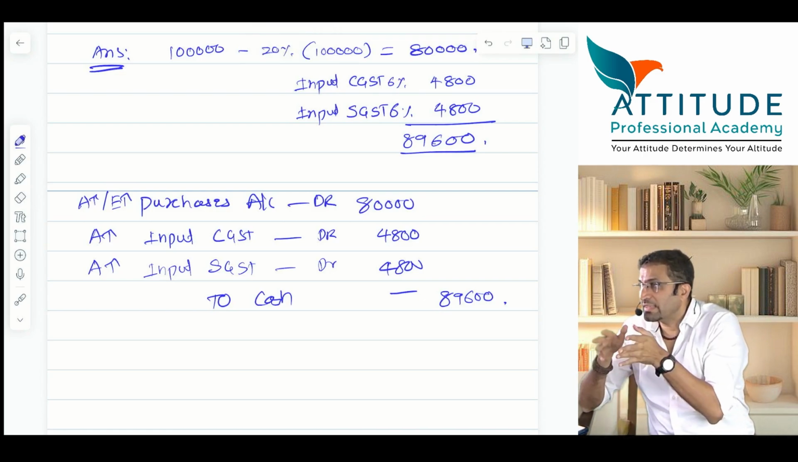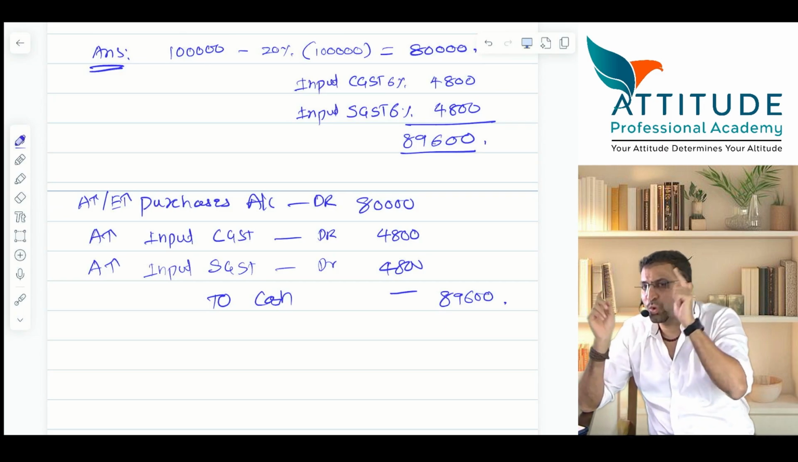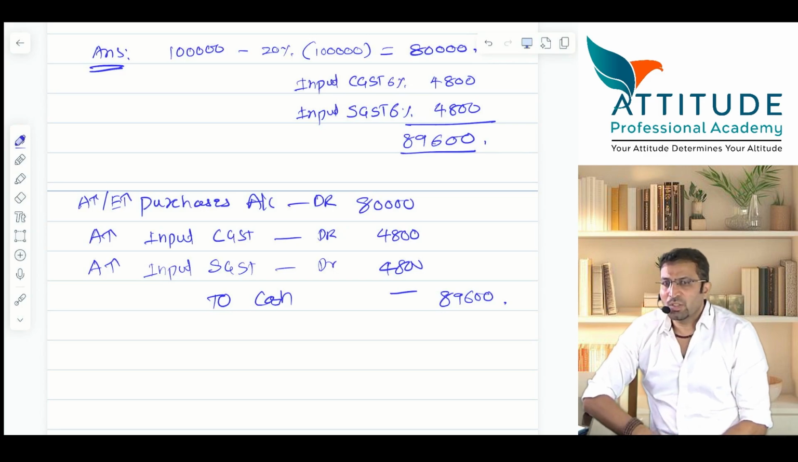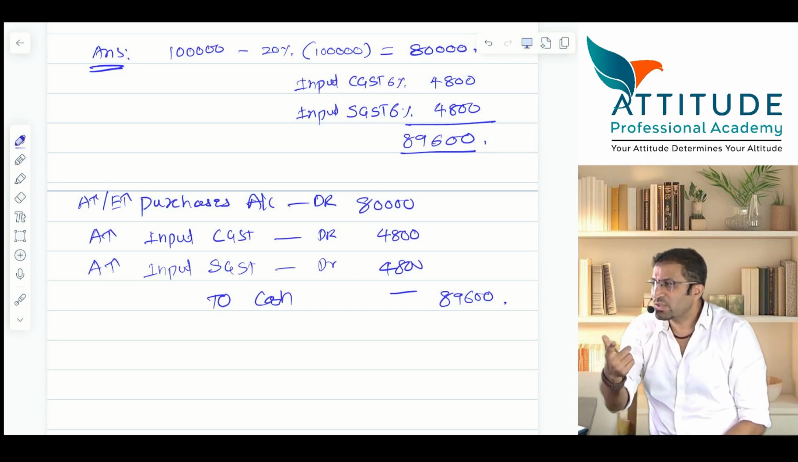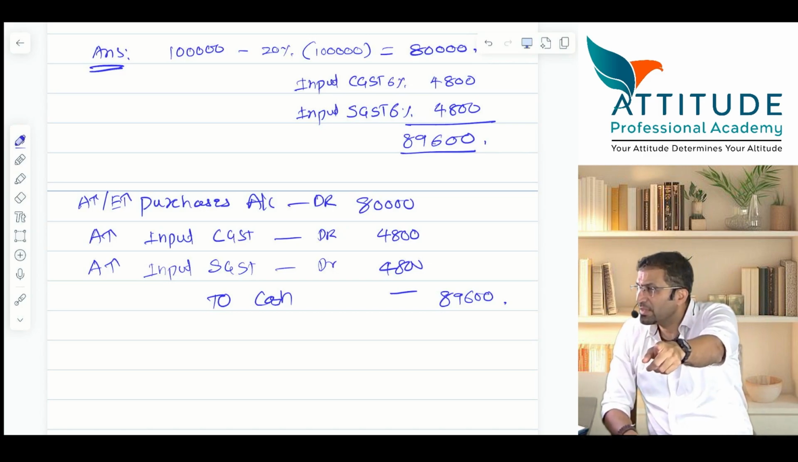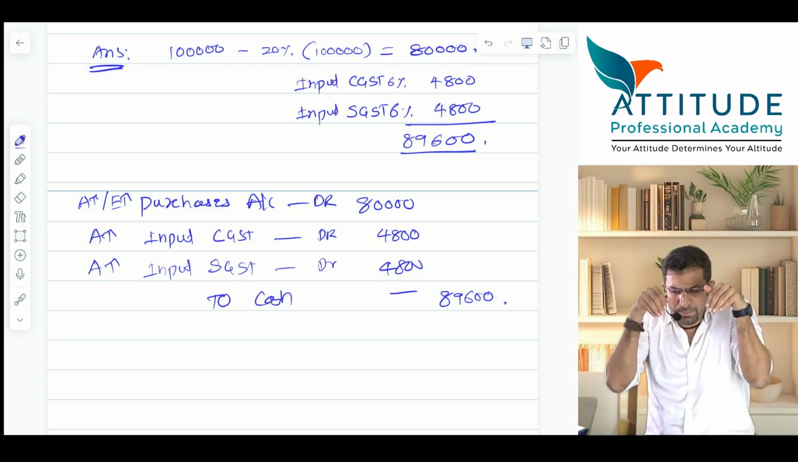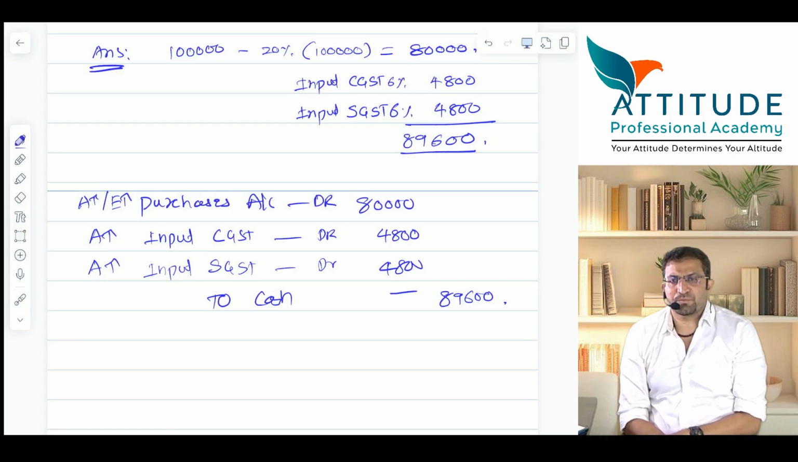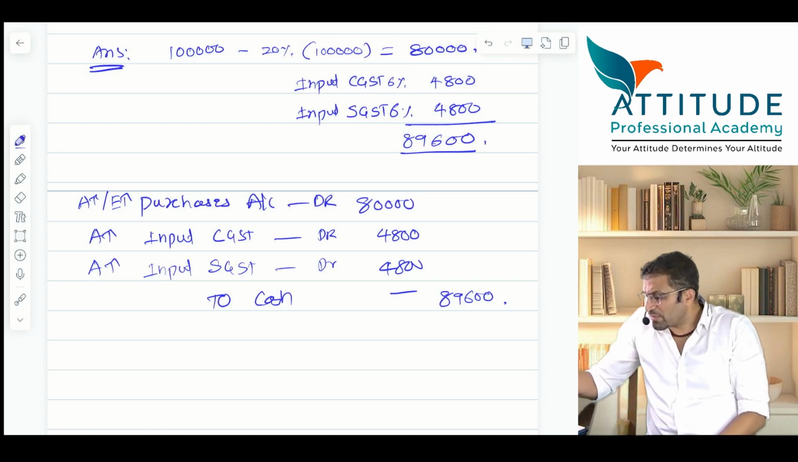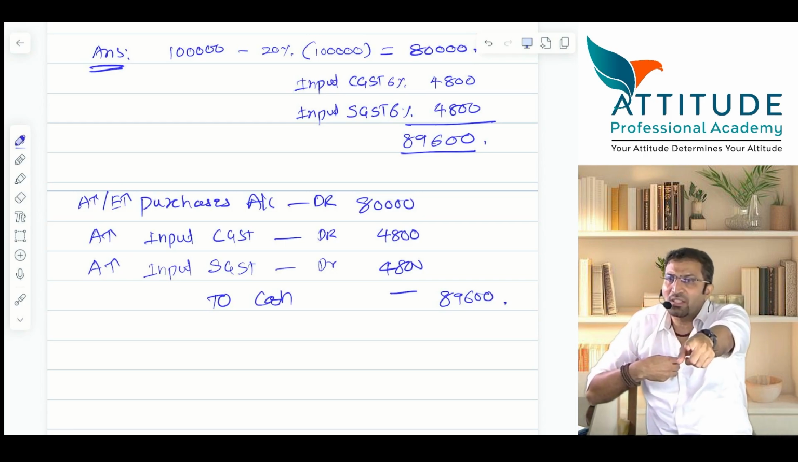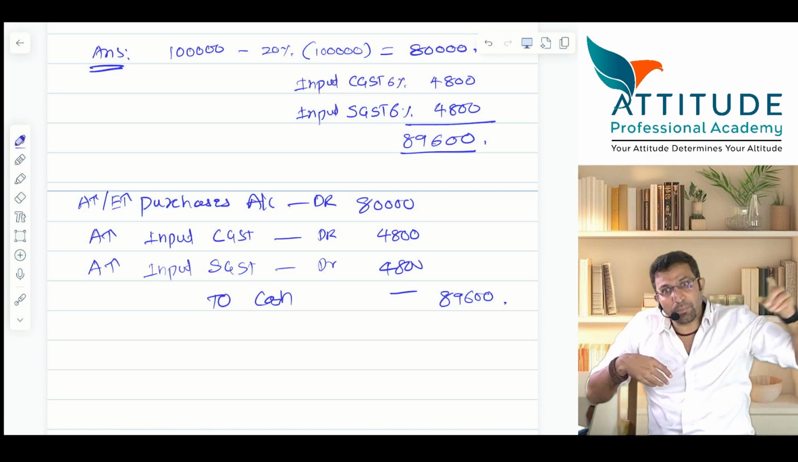Let us say Vinayak sir has sold the goods to you. Hear it carefully. थोड़ा GST के बारे में जानना है आपको. It is purchases. You have given the cash to Vinayak sir. Now Vinayak sir should keep how much in his pocket? 80,000. What about this 4,800, 4,800? For you it is input. For me it is, I should pay to the government.